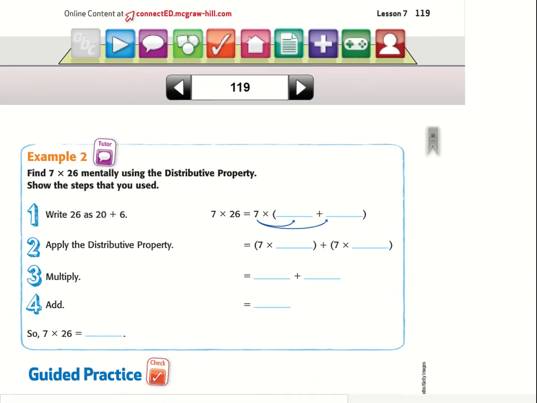Alright, so we're going to look at example 2. Find 7 times 26 mentally using the distributive property. Show the steps that you used. So we're going to rewrite 26 as 20 plus 6. So the 26 is 20 plus 6. And then we're going to distribute the 7. So we have 7 times 20, parentheses, plus 7 times 6, parentheses. 7 times 20 is going to be 140. 7 times 6 is 42. So after we add those together, we get the final answer of 182.